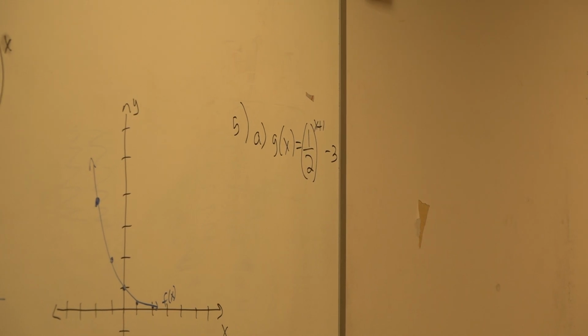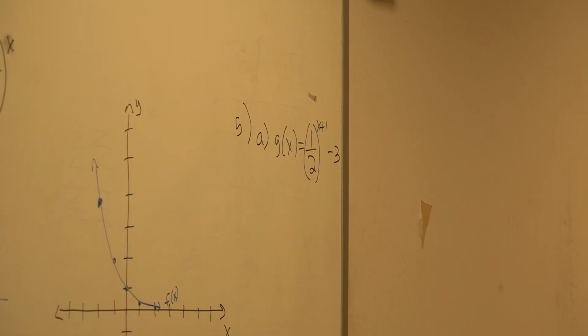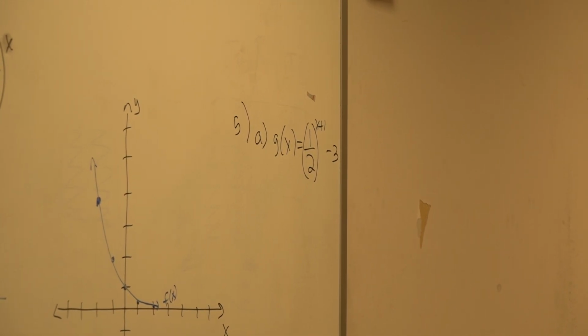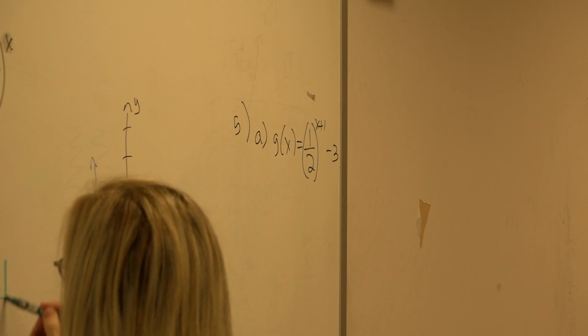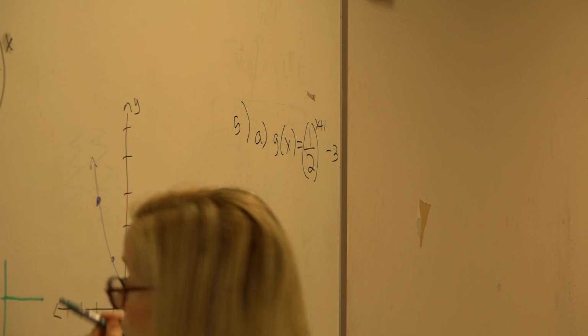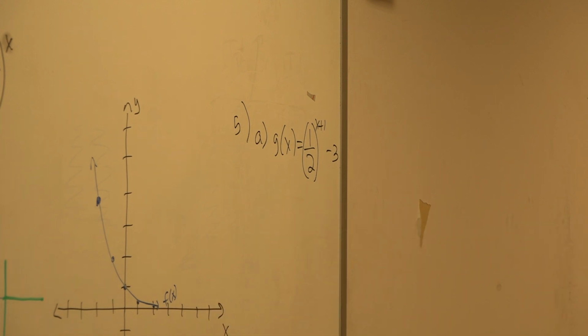All right, so on to number 5. We're doing g of x equals 1/2 to the x plus 1 minus 3. So the way we do it is that we take our original values and we do the shift, the translations, from our original points. So I'm just going to go to this table here. You can certainly pick all new points if you want, but it's a little bit easier.